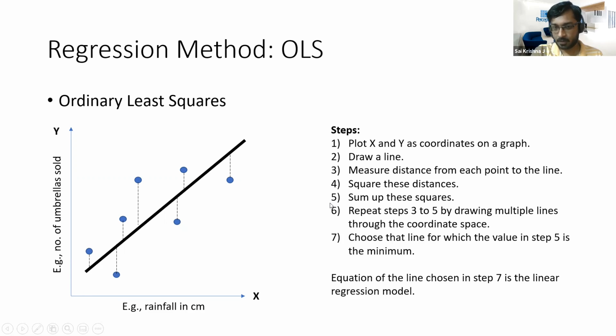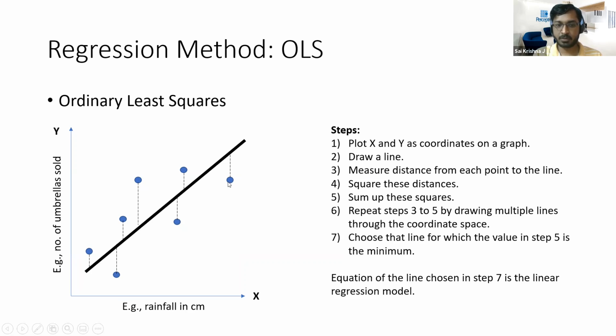Okay, so what it does is it will plot the X and Y coordinates on a graph. For example, we have the rainfall in centimeters on the X-axis and the number of umbrellas sold on the Y-axis. For each X and Y value, it will plot the coordinates on the graph, and then it will draw a line. You can draw any line. This process is iterative. Let's say for the first iteration, it draws this particular line, and what it does is it will measure the distance from each point to this line.